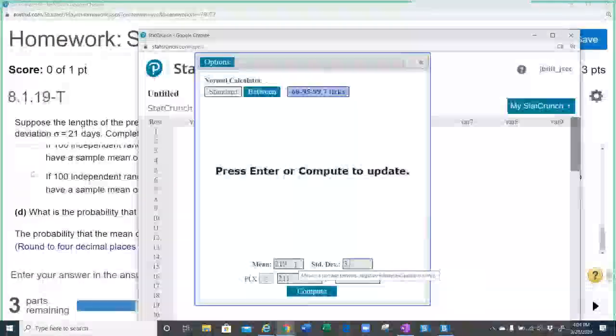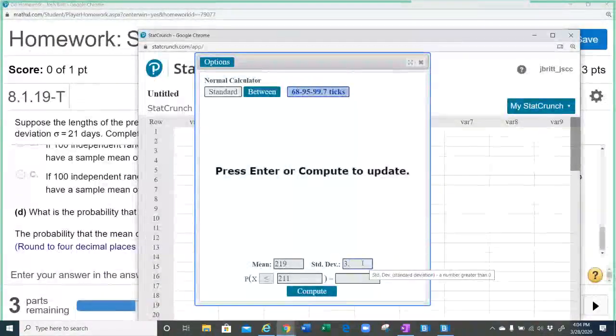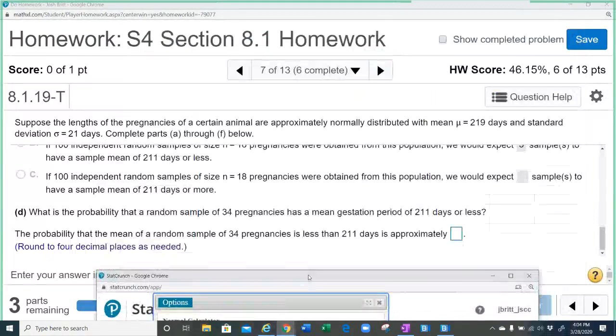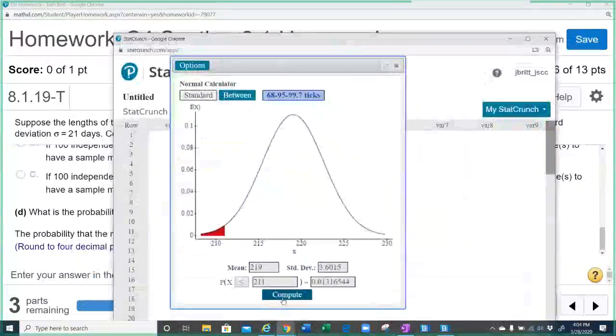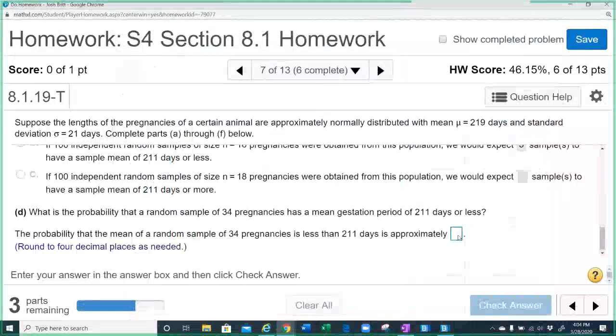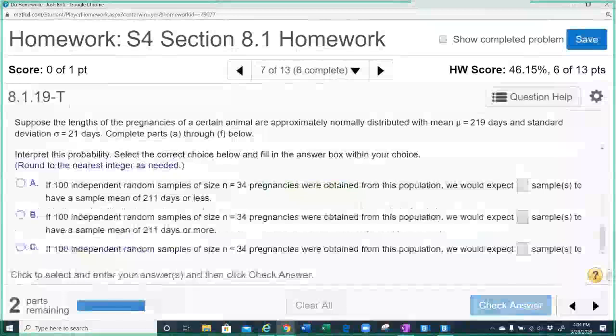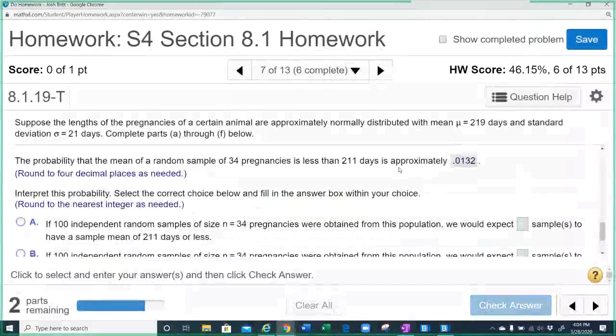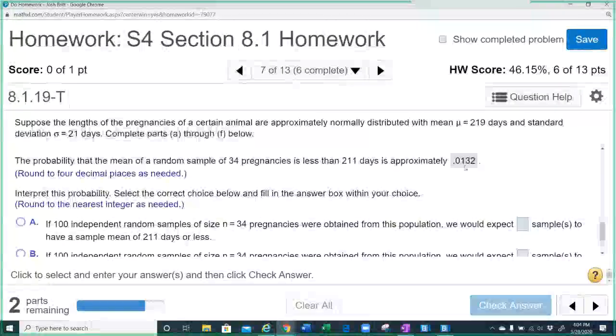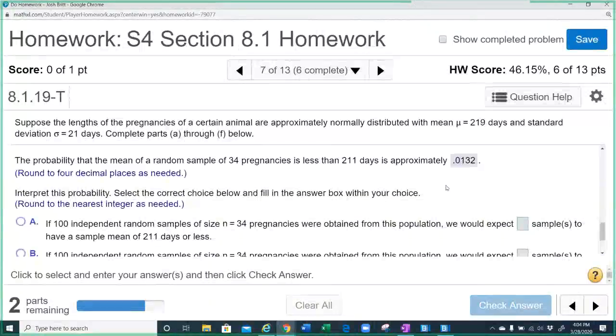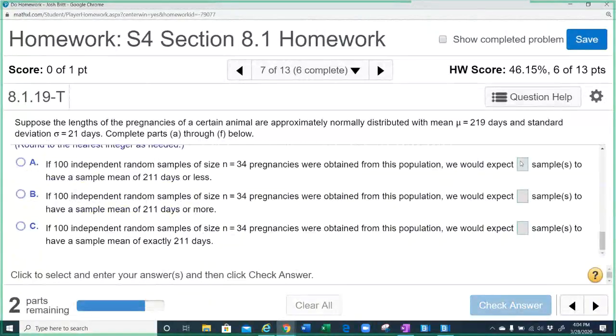So now we're going to put the mean, which is 219. The standard deviation is 3.6015. And we're going to do less than, still less than 211. So compute that. We get 0.0132. And then out of 100, again, we would expect 1.